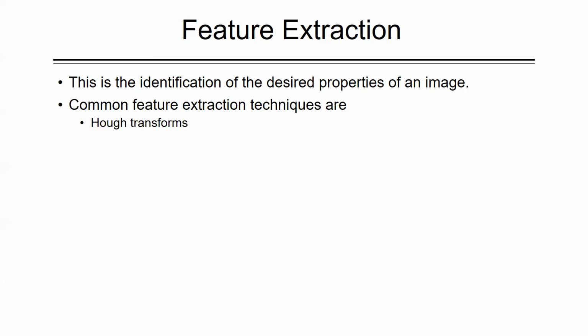The next part of the image processing and computer vision pipeline is feature extraction. Here you identify the desired properties of an image. You look at these images and you see what are the unique desirable properties or features of that image, and you extract them. There are various feature extraction techniques, and these include Hough transforms. Hough transforms help you identify lines in an image. You can also use color-based detection to identify particular colors in an image. And you can also use the least square methods to extract features in an image or feature descriptors such as numbers.